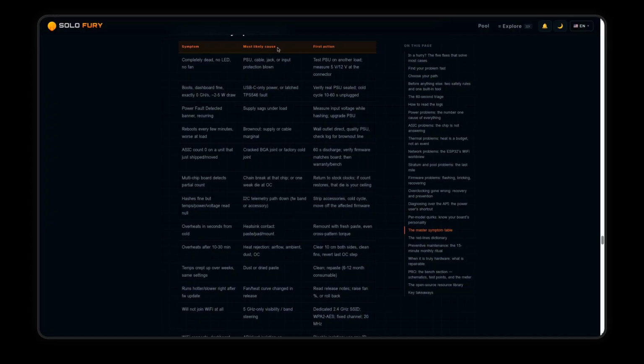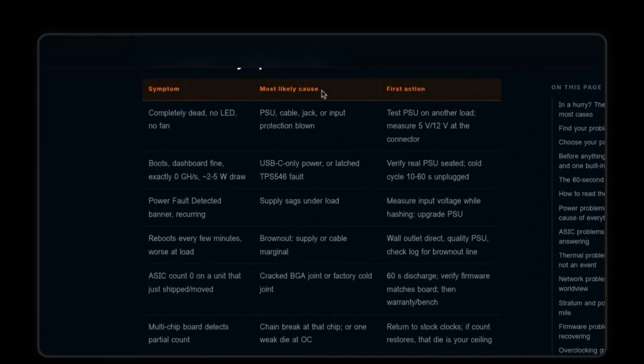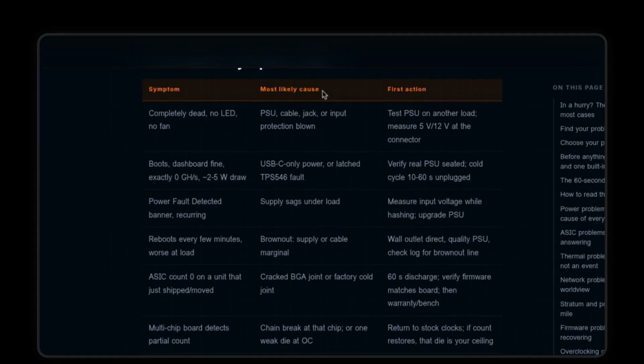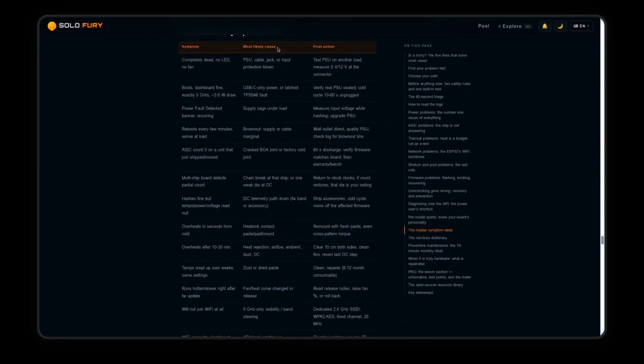The master symptom table is your first stop for troubleshooting, pairing each symptom with its most likely cause and the immediate first action to take. It's designed to be the fastest way to self-diagnose your hardware before you even need to touch the machine.